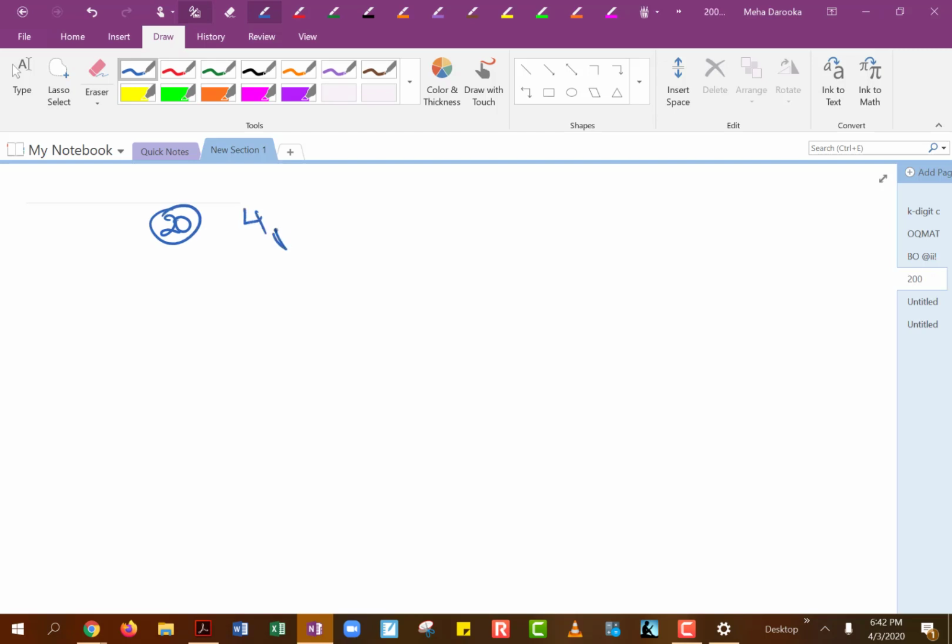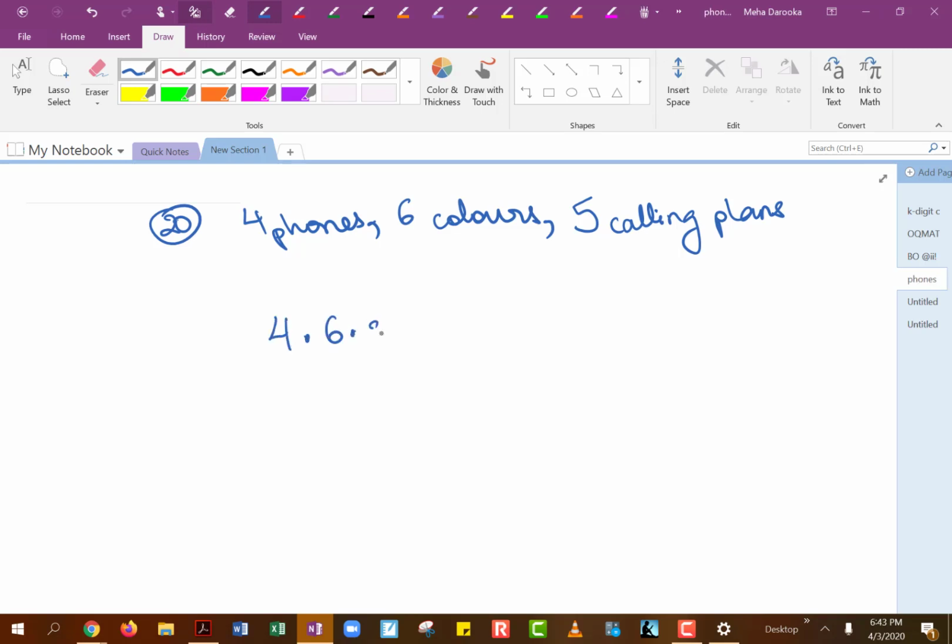And there were 5 different calling plans. So using our fundamental counting rule, you would basically take 4 multiplied by 6 multiplied by 5. So multiply all those 3 numbers and you get a total of 120 different possibilities here.